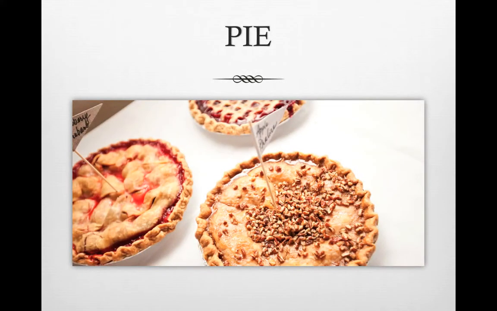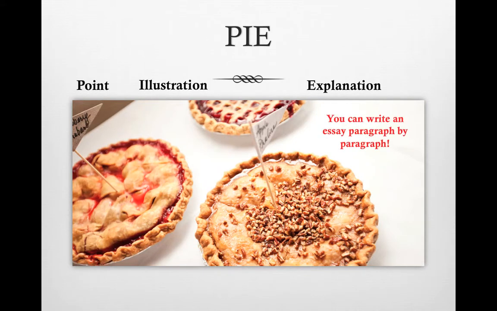And then I want to talk briefly about pie. And by pie, I don't mean this delicious, lovely pie here, though this is quite nice. These are actually pictures of the pie from my wedding when I got married over a year ago. We thought pie was way better than wedding cake, so we went with pie. But by pie, I'm talking about making a point, illustrating that point, and then explaining the point. And you might be scratching your head and saying, well, Professor Thornton, what the heck does pie have to do with writing? My point is you can write an essay paragraph by paragraph.